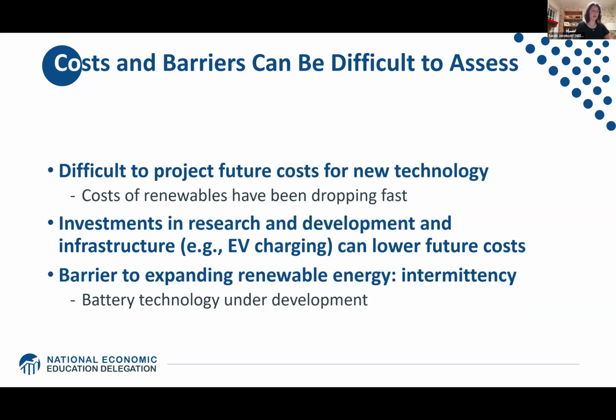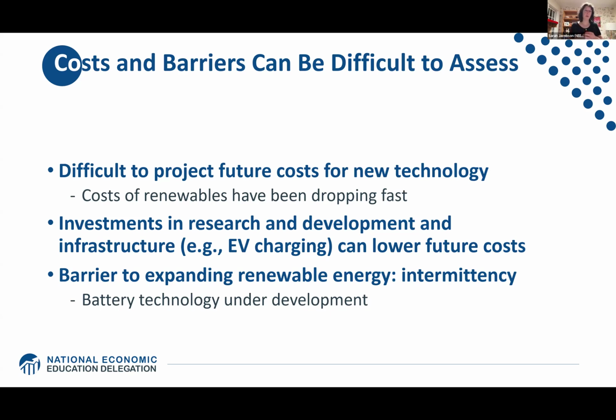Okay, so these costs can be quite complicated to think about for a number of reasons. First, it's just hard to estimate them. But second, even if we're able to estimate what the costs are right now, it can be quite difficult to project into the future because new technology costs can vary quite a bit. They depend on the choices that we're making right now, such as research and development investments and infrastructure investment. But they're also just very difficult to see.